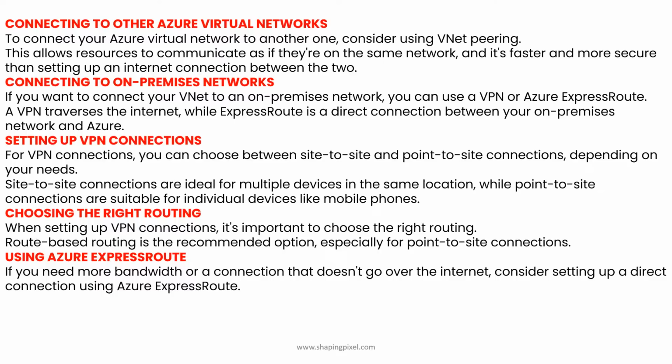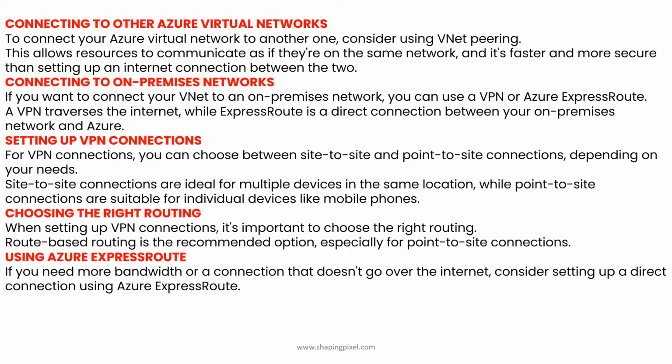If you want to connect your VNet to an on-premises network, you can use a VPN or Azure ExpressRoute. A VPN traverses the internet, while ExpressRoute is a direct connection between your on-premises network and Azure. For VPN connections, you can choose between site-to-site and point-to-site connections depending on your needs. Site-to-site connections are ideal for multiple devices in the same location, while point-to-site connections are suitable for individual devices like mobile phones. When setting up a VPN connection, it's important to choose the right routing.